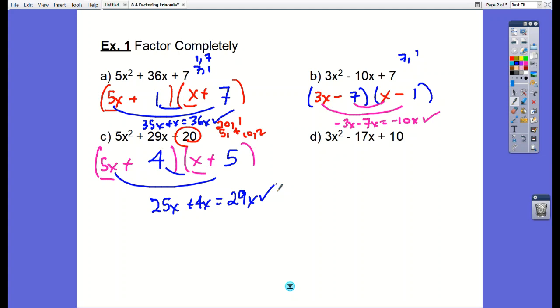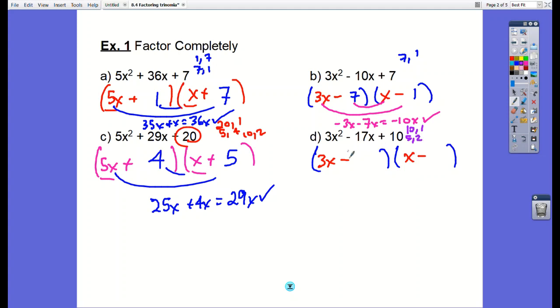Eileen, what is the F part? What goes in the first slot for this problem? 3x. 3x and x. Michael, what are our signs? They're both negative. Okay. And now let's just fill in here. So we have 10 is 10 and 1, or 5 and 2. We're getting to a 17 in the middle, right?